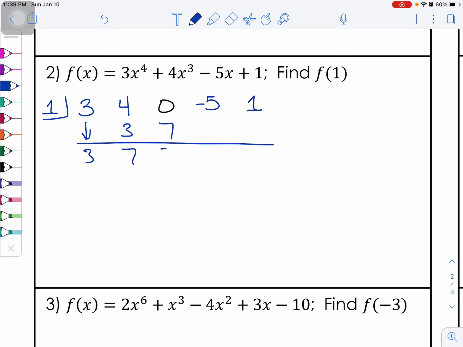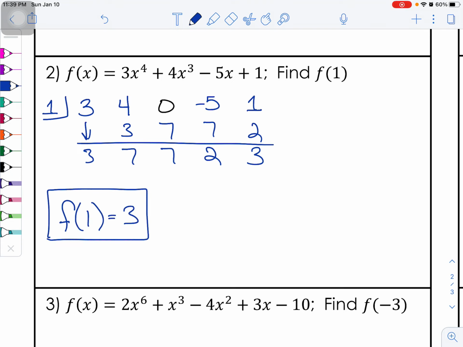1 times 3 is 3, added up. 1 times 7 is 7, added up. 1 times 7 is 7. Negative 5 plus 7 is 2. I need to slow down. 1 times 2 is 2. Added up vertically, 1 plus 2 is 3. So f of 1 is 3.